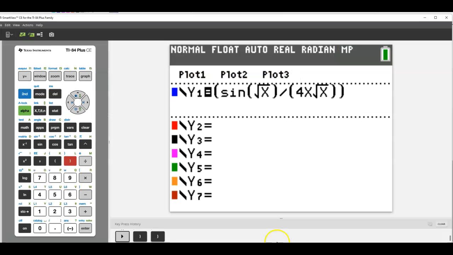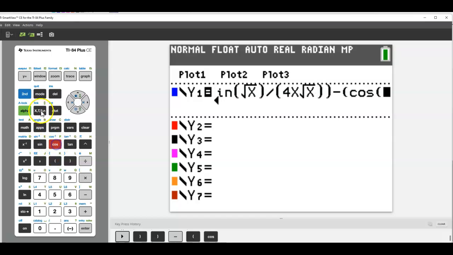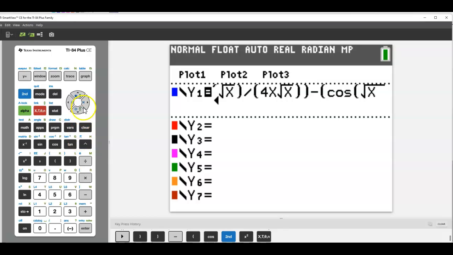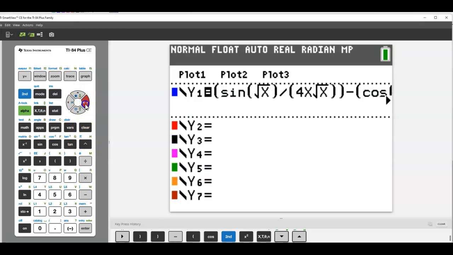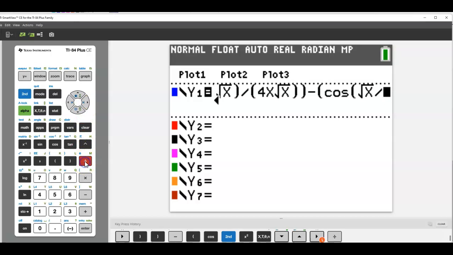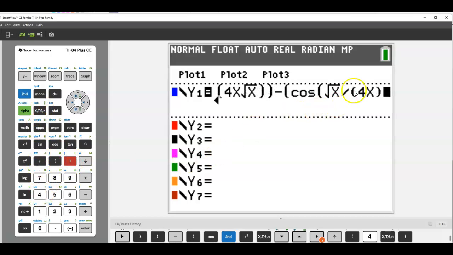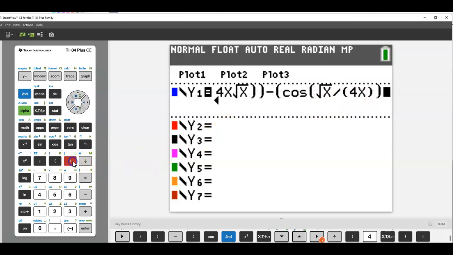So let's go ahead and type that in. That's minus, and then cosine square root of x. I know this is tedious, but I figured you guys would probably want to watch me put this in because it's a pretty difficult thing to type into the calculator. Divided by 4x, and once again, I'll put that denominator in its own set of parentheses. And I think that'll do it. Let me make sure I got that right. Yeah, we should be good.